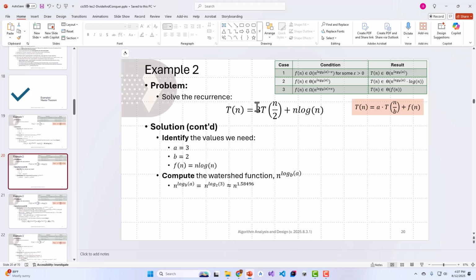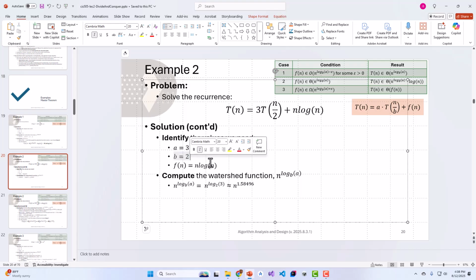Example 2. All right, so now we have 3 subproblems for each recursive call, each of size half of the original problem. So 3t of n over 2 plus, and then the extra work is n log n. So you identify the values we need. The a is 3, the coefficient of the t of n. The b is 2, and the f of n is n log n. We need to compute the watershed function. So we end up with n to the log base 2 of 3, which is approximately n to the 1.58496.